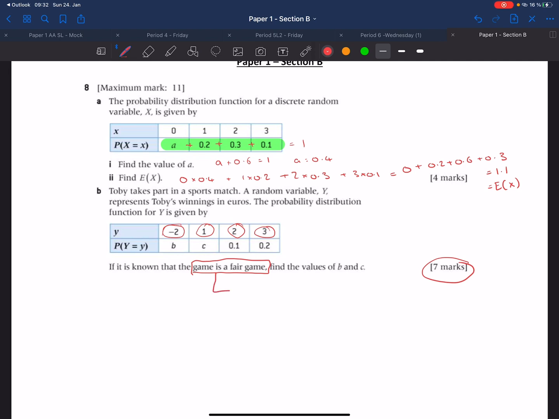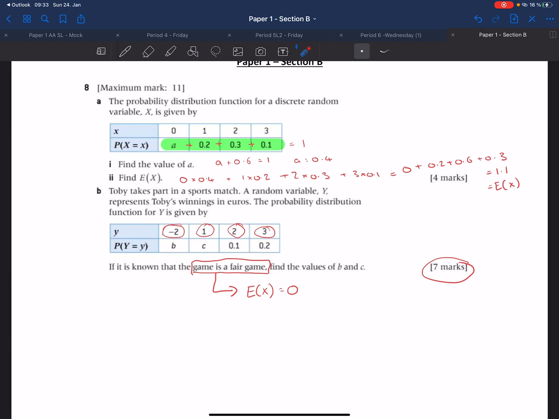Whenever you see that a game is a fair game, that is telling you that the expected value is equal to 0. Because if it's a fair game, then you're equally likely to win money as lose money, and so on average, you should win no money at all. That is, in IB exam question terms, what makes it a fair game. So we have that the expected value should equal 0, but we have 2 missing pieces of information. We're missing B and we're missing C. We can't find 2 unknowns with only 1 equation, so we need to use something else.